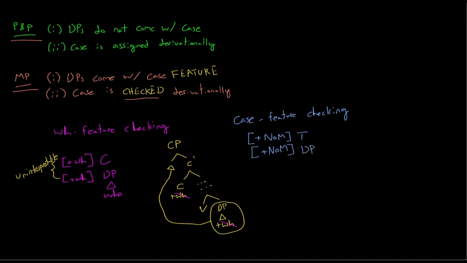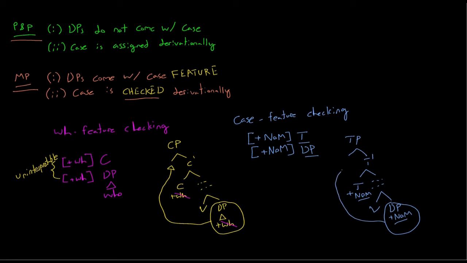And in order for these two features to enter a checking relationship, the determiner phrase must move to the specifier of TP. So we have our tense phrase here going down to our T bar, finally down to a T, some structure, and now V, DP plus NOM, and T is also plus NOM. And in order for these features to enter a checking relationship, the determiner phrase must move to the specifier of TP.